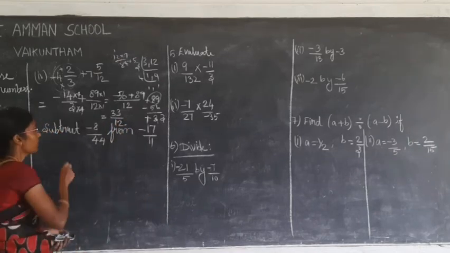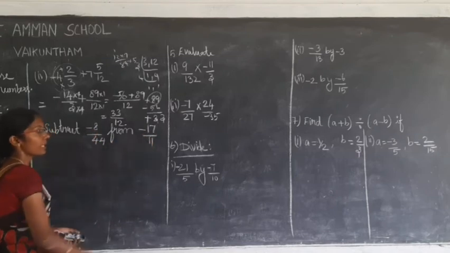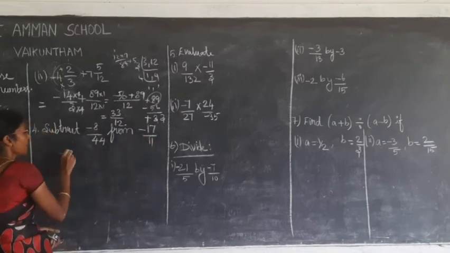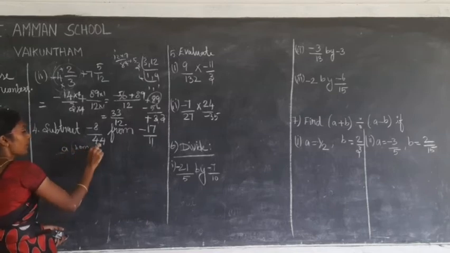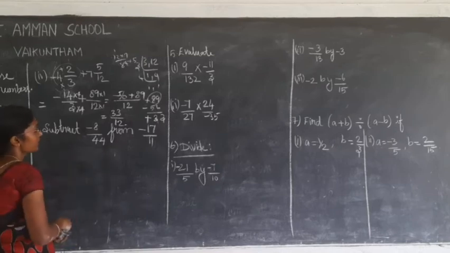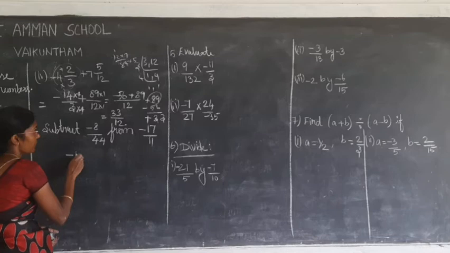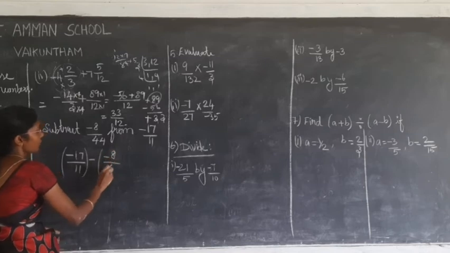So the next one. Subtract minus 8 by 44 from minus 17 by 11. So subtract A from B. That means B minus A. Okay. So how will you write here? Minus 17 divided by 11 minus minus 8 by 44.